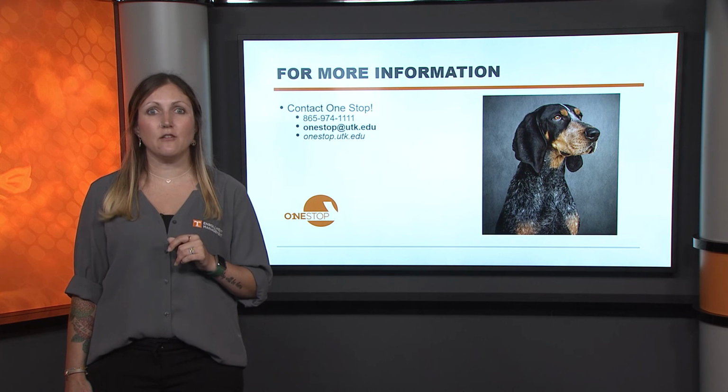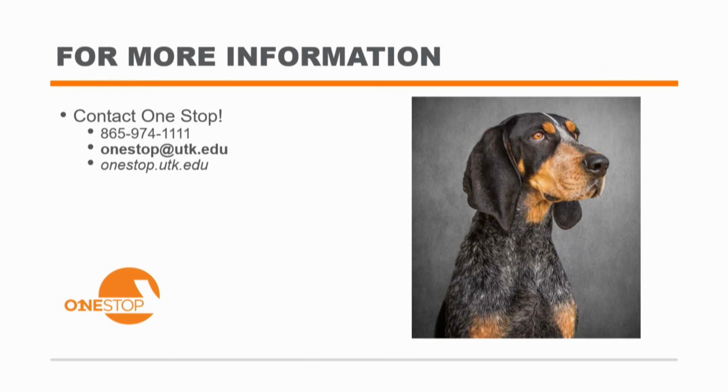Now, I know I talked about a lot of information about setting up direct deposits and excess financial aid. If you do still have questions about this, make sure to reach out to us. You can reach us via email at onestop@utk.edu. You can also reach out to us via phone at 865-974-1111. Also, feel free to stop by and visit us on the ground floor of Hodges Library.